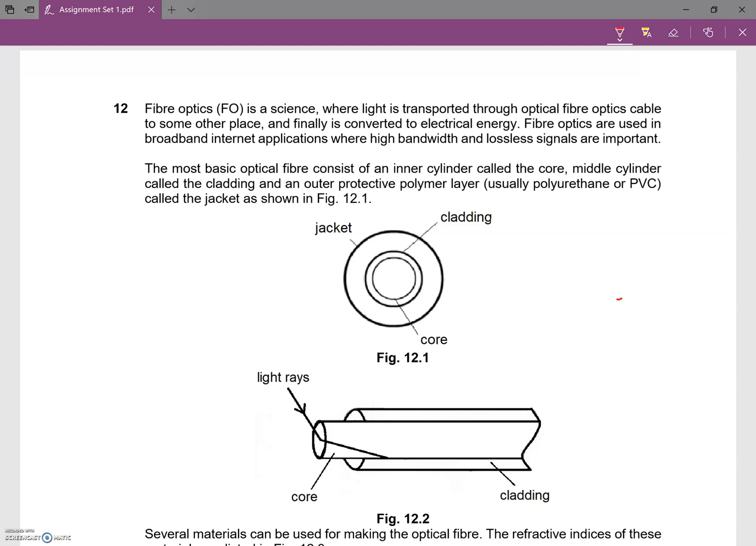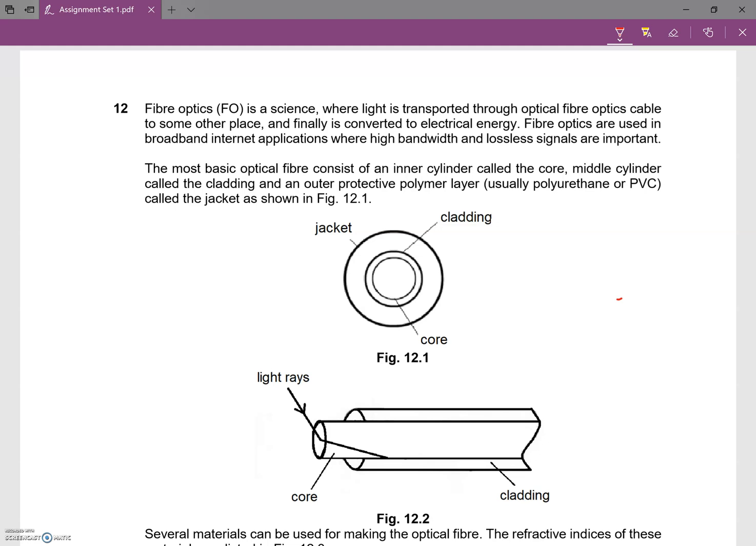Okay, question 12. We have a fiber optic question, on the chapter of light. It says that light is transported on a fiber optic cable, and it is finally converted to electrical energy. Fiber optic is used in broadband internet applications, where high bandwidth, lossless signals are important.